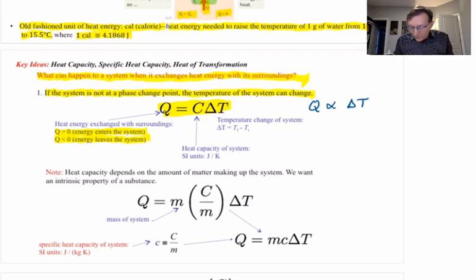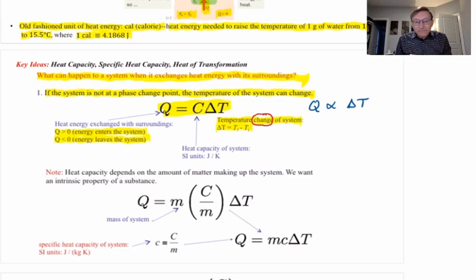Delta T means temperature change. Emphasize change. And of course, delta, change in something, delta T means T final minus T initial. And then the proportionality constant between Q and delta T has its own name.